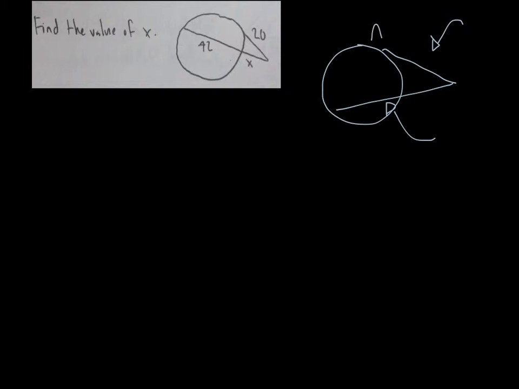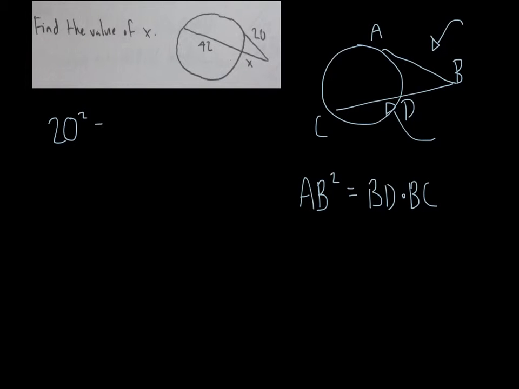So let's say we call this AB and CD. What we're going to do is AB squared is equal to BD times BC. So we've got this part squared is equal to this part times the entire thing here. So translating it to the problem, the tangent is 20, so 20 squared is equal to x times the whole thing, which is going to be x plus 42.